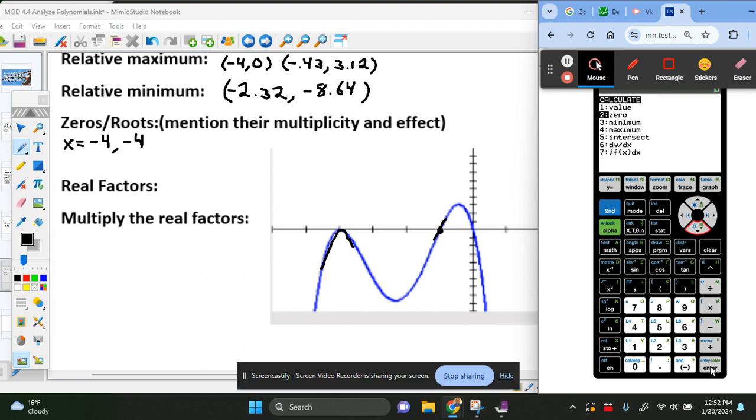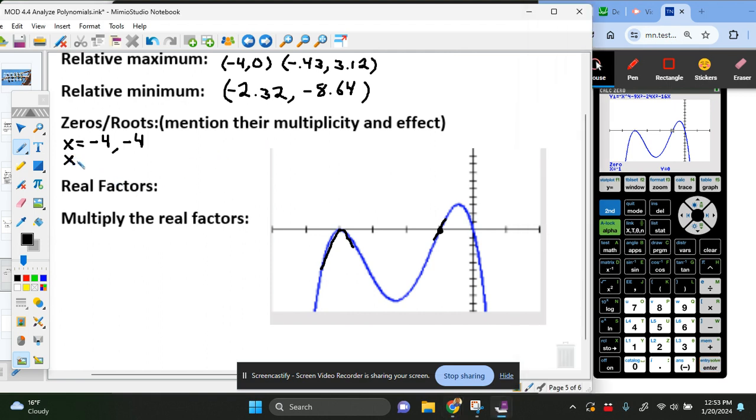Number 2, it says zero. Hit enter. And it's the exact same thing here. We'll go to the left side of where we think that zero is, and it's going to give us a little line. We'll go over to the right side of that zero, give us another line, and it says make your best guess where you think that zero is. Hit enter. It tells us exactly: x equals negative 1, y equals 0. So yes, in fact, that does cross over at negative 1. So we have a zero at negative 1, and it crosses over. So we know that has a minimum multiplicity of 1.